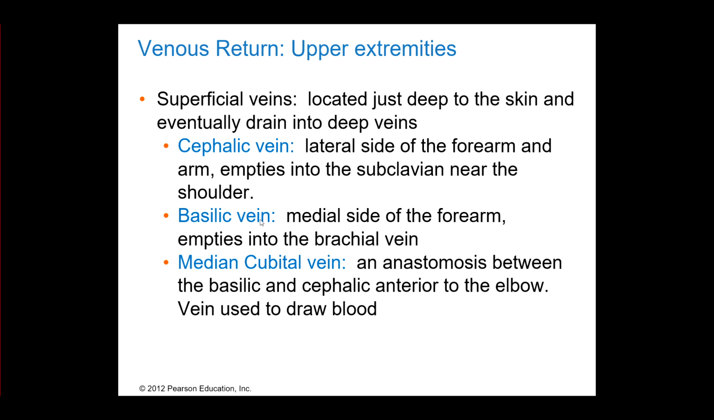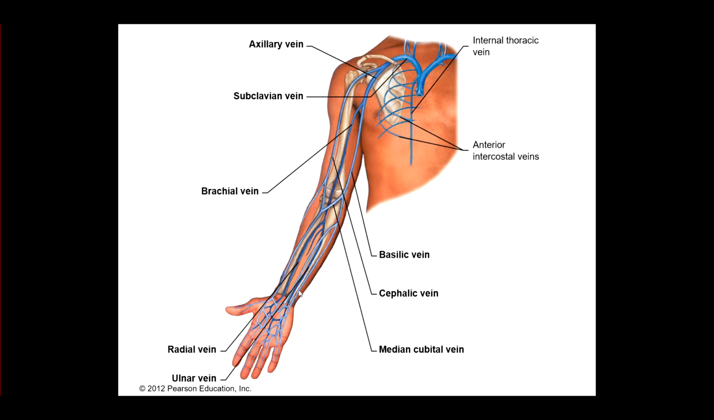So the basilic vein goes on the medial side of the forearm and then empties into the brachial vein. Again, this guy right over here, all of this is the basilic, and then it dumps into the brachial vein. Now, there's a connection between the cephalic over here and the basilic on this side. That connection that crosses the front of our elbow is known as the median cubital vein. Many times when you get blood drawn, this is one of the veins that they can go into.